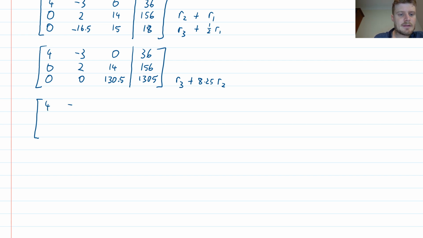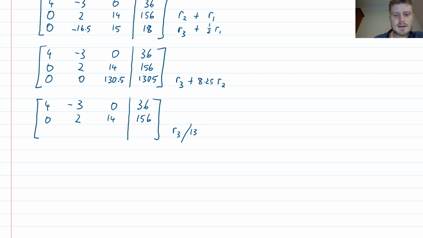So I'll just copy the other ones down, and I'll show you how I would use this information. So I had 0, 2, 14, 156, and I'm going to do a little update here. In particular, what I'm going to do is take row 3 and divide it by 130.5. I can just multiply or divide by constant values. So that's going to give me a 1 in this position, and a 10 in this position. That 10 came about because I did 1305 divided by 130.5, which is equal to 10.